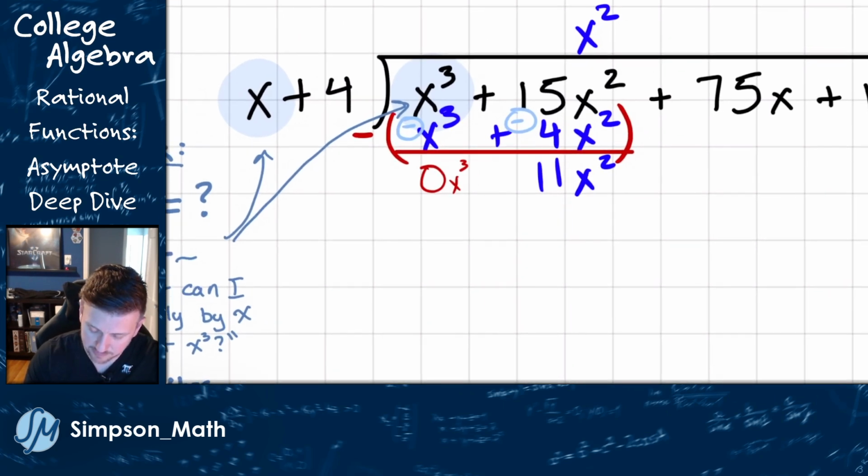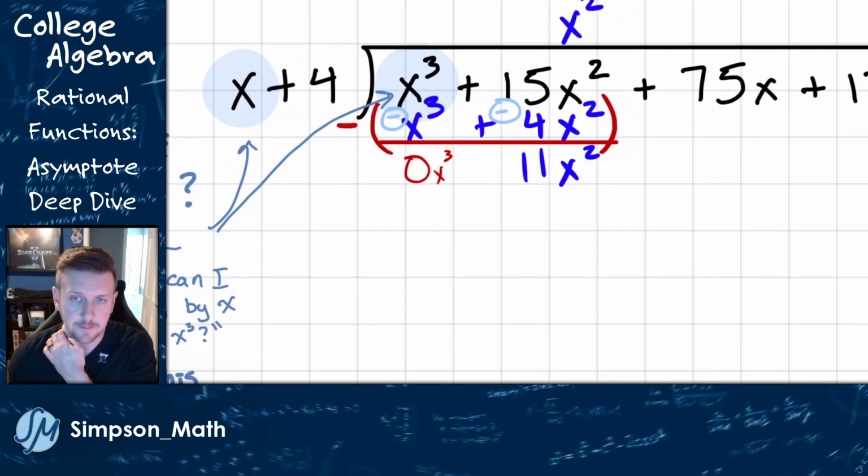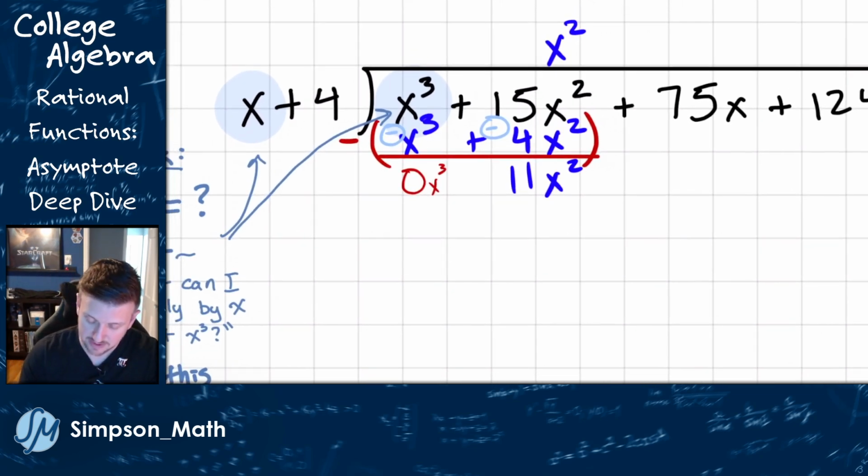All right, I'm not worrying about the plus symbol here because it's not really there, since that zero is there anyway. So now we have that done. Now we need to drop down the next place value, the next term. So we copy that down. So now I have 11x squared plus 75x.